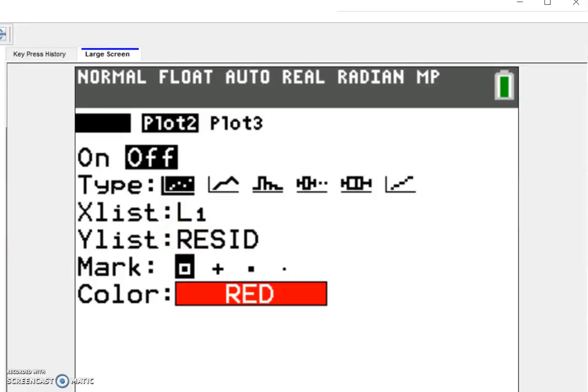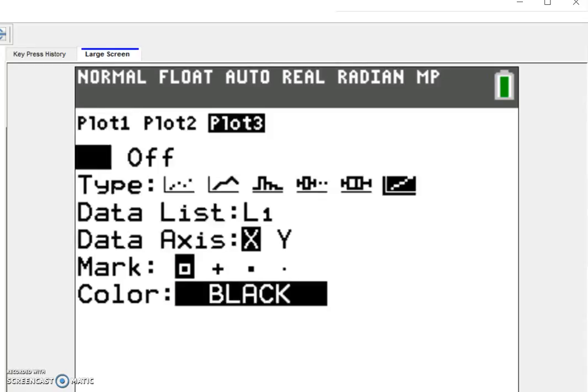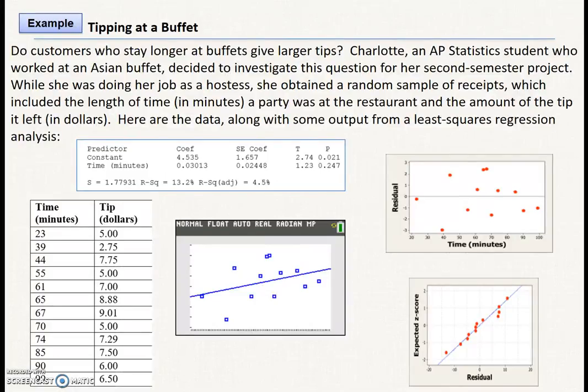And then if I want that probability plot, I'm going to go over to 3 here that I already have set up. You want to turn this guy on all the way over here to the right. You're going to keep this L1 and then you're going to turn your data axis to X. Okay, remember when you want to graph any of these, you are going to press zoom 9. So I do strongly encourage you to put the data in your calculator in list 1 and list 2 and see if you can get each of these graphs here.